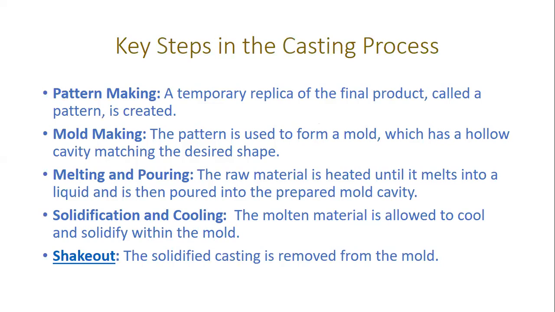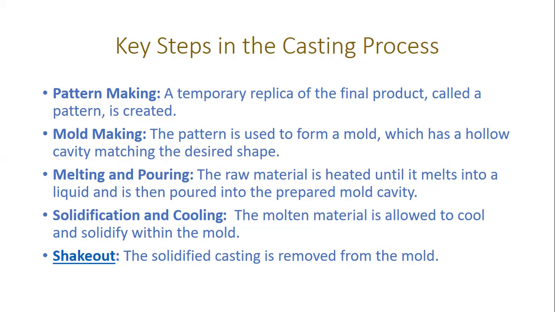What are the various key steps carried out in casting process? First one is pattern making. It is a temporary reflection of the final product, which we call a pattern, that will be created as the first thing. Next one is mold making. Once after creating the pattern, using the pattern, we are able to develop the mold, which is a hollow cavity that exactly matches the final shape of the product.